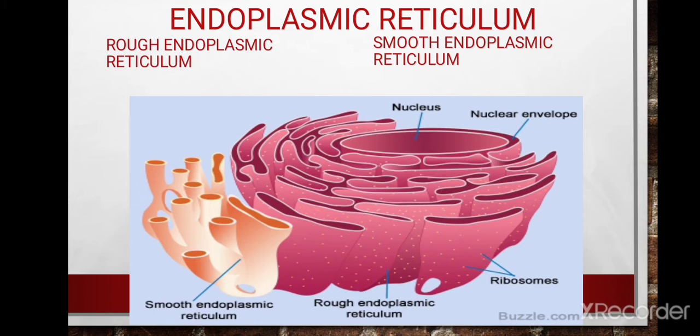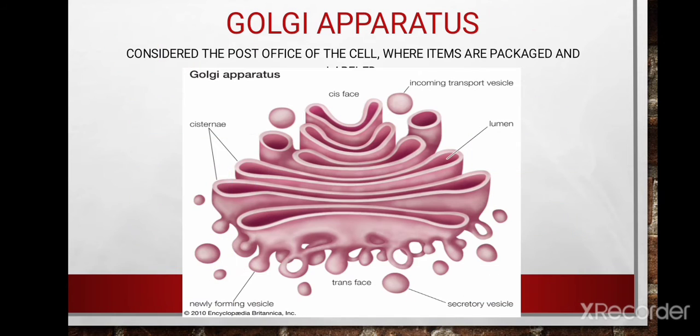All eukaryotic cells contain an endoplasmic reticulum, while in animal cells, the ER usually constitutes more than half of the membranous content of the cell. Let's move on to the next, which is the Golgi apparatus. It is considered the post office of the cell. The Golgi apparatus is the site where proteins are modified, packaged, and sorted in preparation for transport to their cellular destinations.